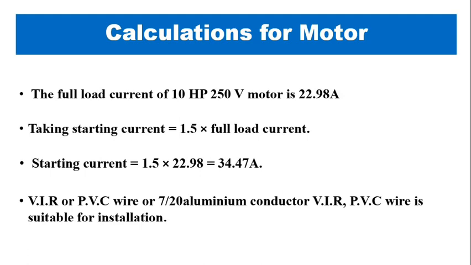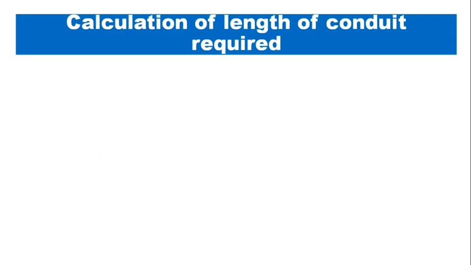7/20, or you can take 7/16 wire for the installation. So we have taken here 7/20 aluminum conductor VIR or PVC wire for the installation. Now we will calculate the length of conduit required for the installation.